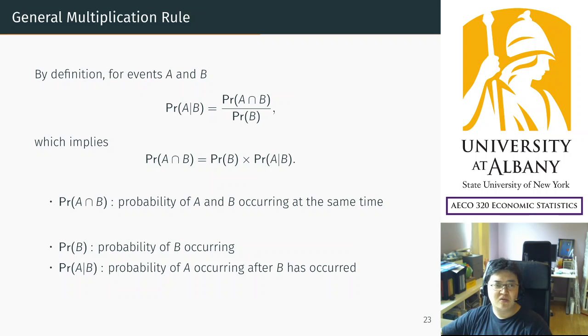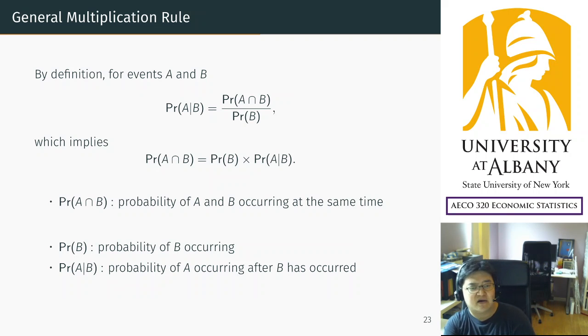So this is called the general multiplication rule. It holds for any pair of events. And it also has an intuitive interpretation. On the left hand side, I explained the intersection: the probability of the intersection is the probability that A and B occur at the same time, right? That's the definition of the intersection.